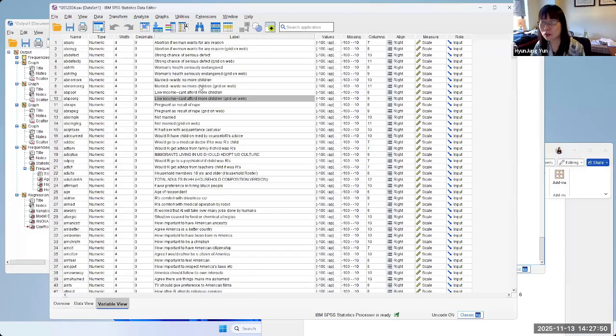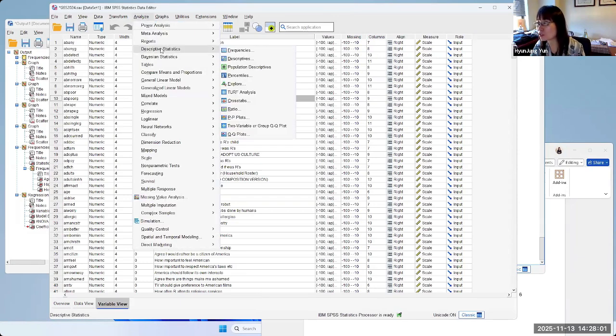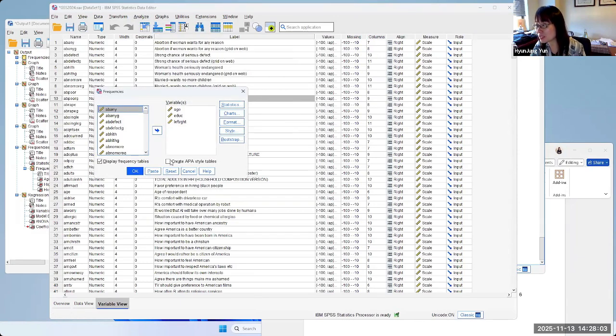So again, let's first see whether these variables are clean. This is what we do at this stage of a project. So now let's go to the same place, descriptive statistics and frequency. And now we want to run party ID with gender.